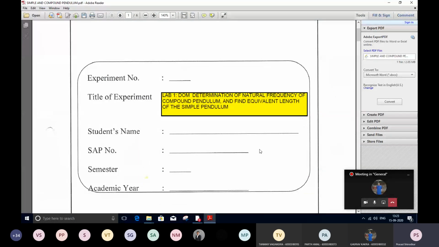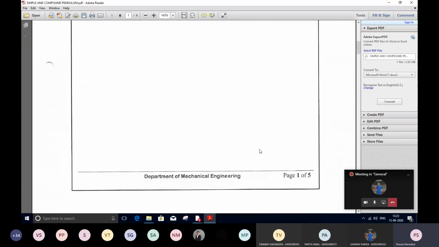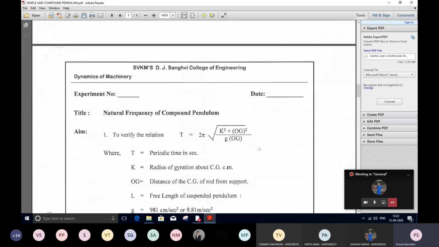Lab. Okay. Now this is your first experiment. I hope everybody has downloaded the lab manual. Now we'll start with the experiment. So I will just describe briefly what the experiment is. So today we are going to perform an experiment on compound pendulum. So we are going to find the natural frequency of compound pendulum.